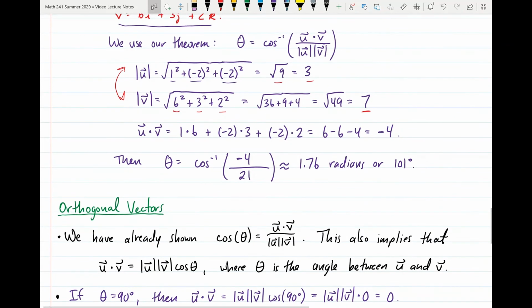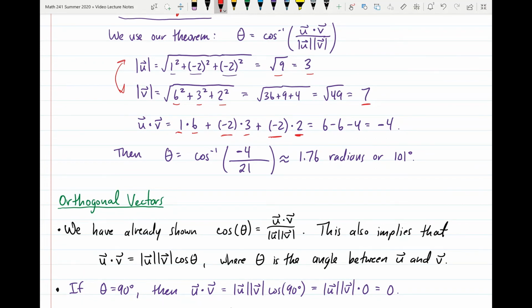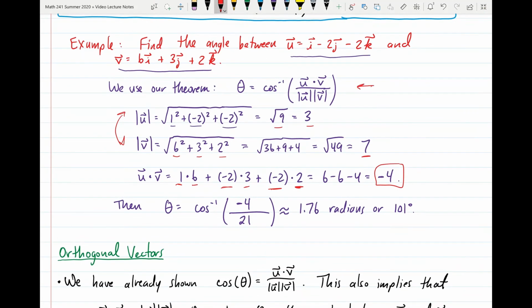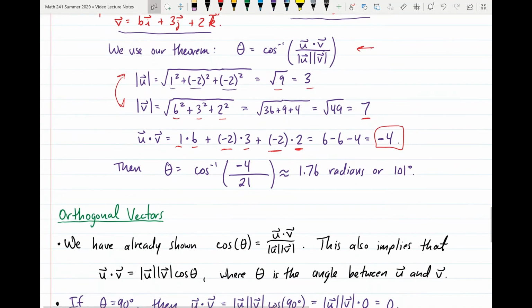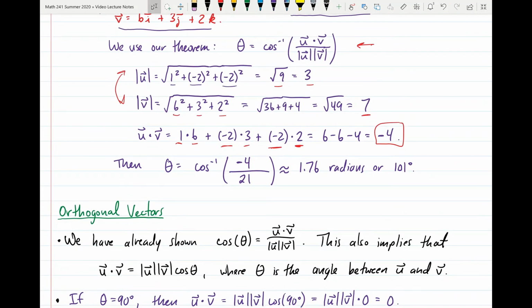And the last thing we need to find is the dot product of u and v. So we take the first component of u times the first component of v, second component of u times the second component of v, and the third component of u times the third component of v. And we add these products together and end up finding that the dot product is equal to minus 4 over here. And so using our equation, which is given right here, we find that theta is equal to the inverse cosine of minus 4 over 21. And if you plug that into a calculator, you find that theta is approximately 1.76 radians or 101 degrees.